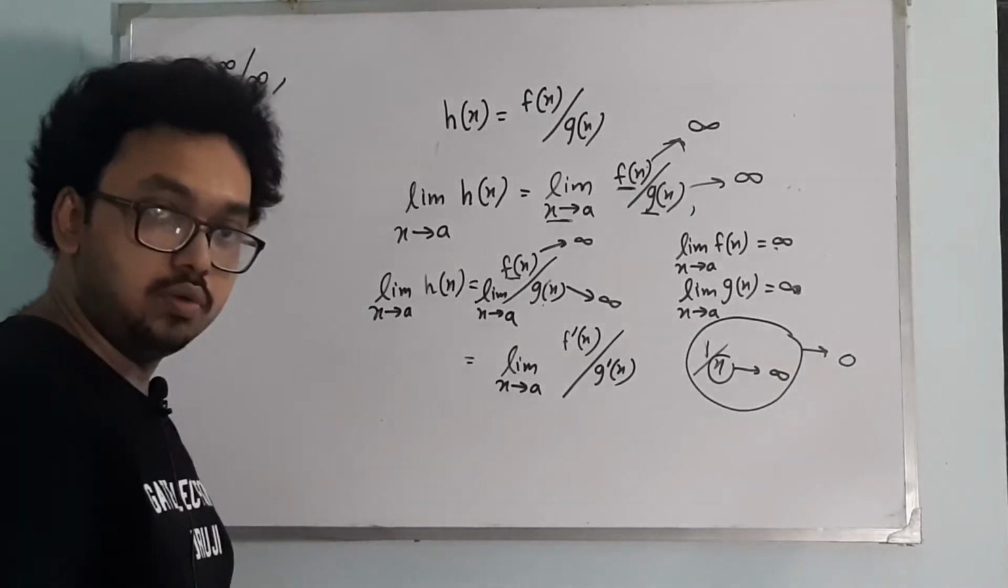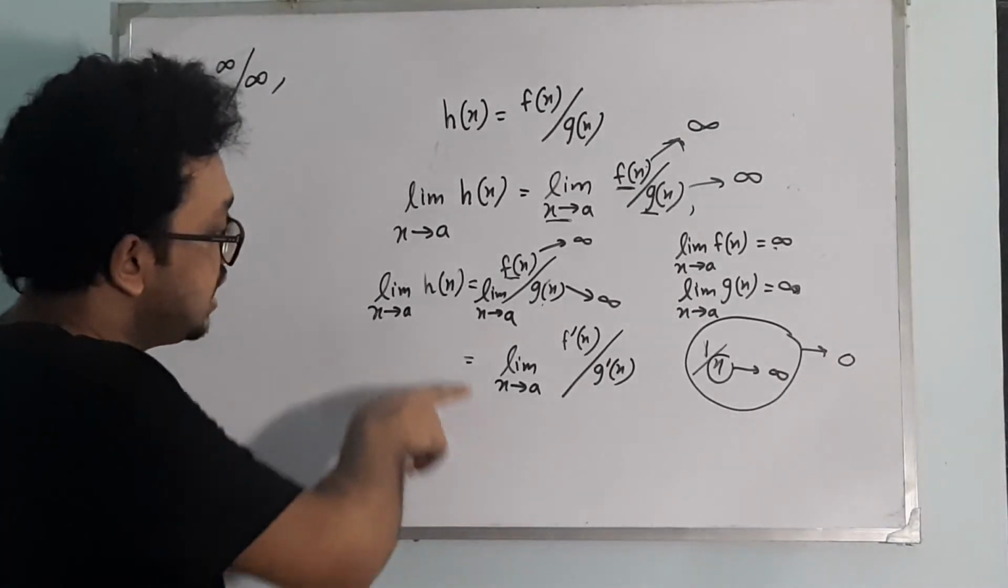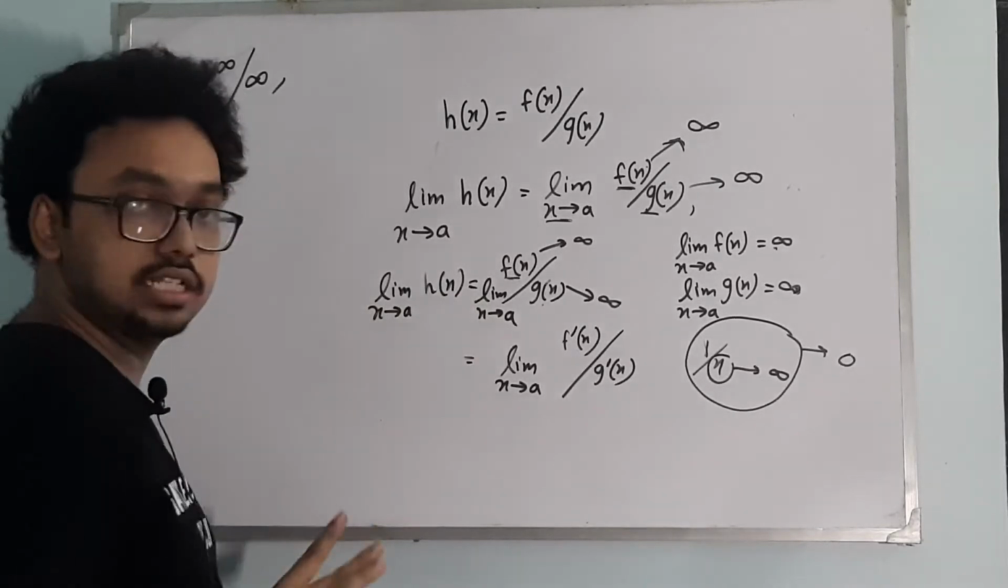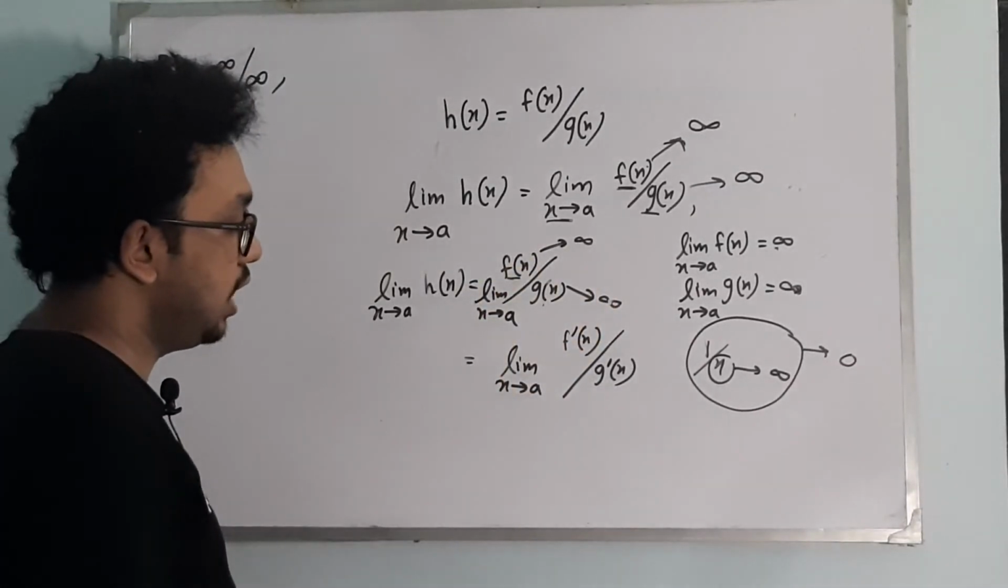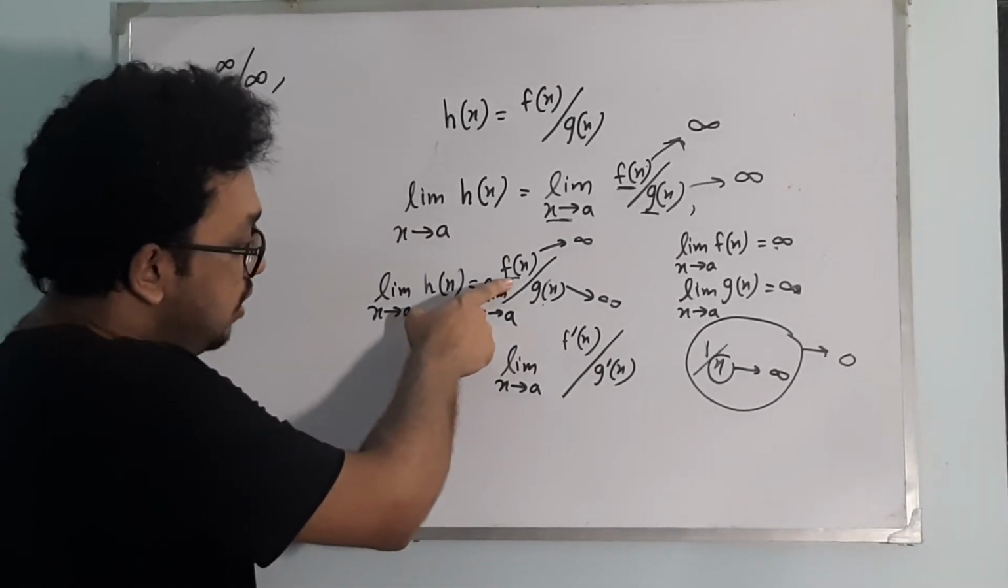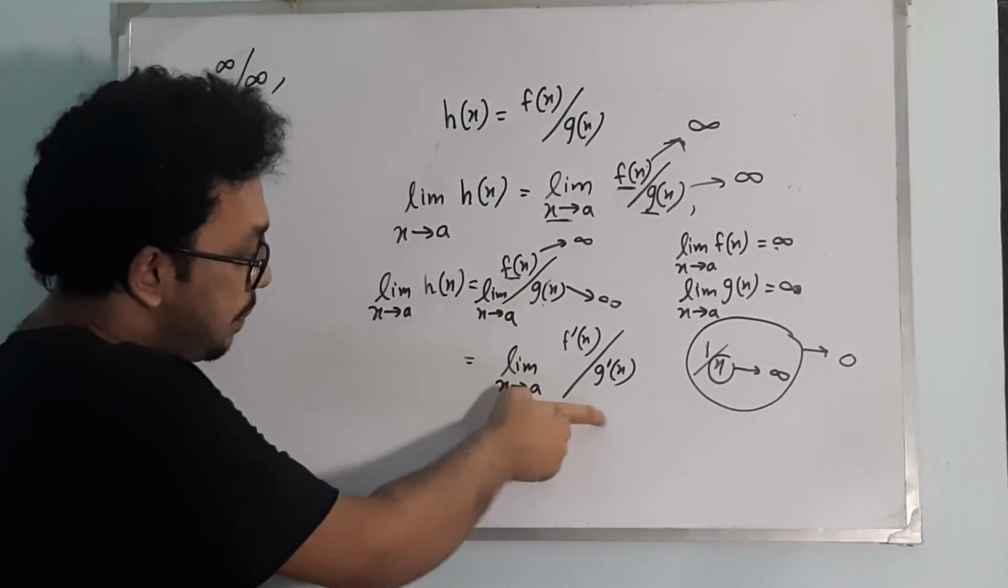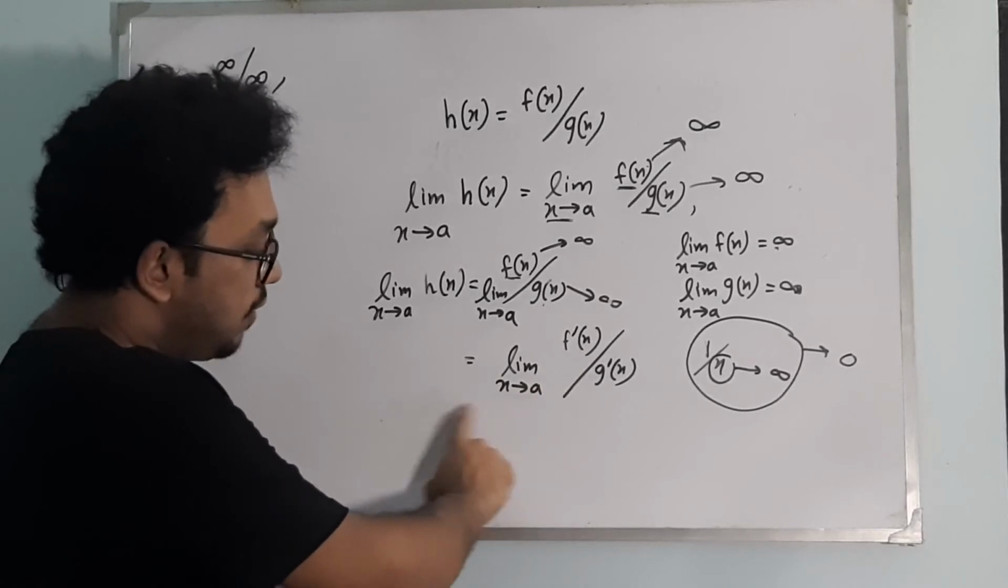This is also another form of L'Hospital rule which says that this limit will be the same as this limit. Clear? So what I said is that if I have an infinite by infinite form, I will differentiate the numerator and denominator separately with respect to x, and I will find out the limit.